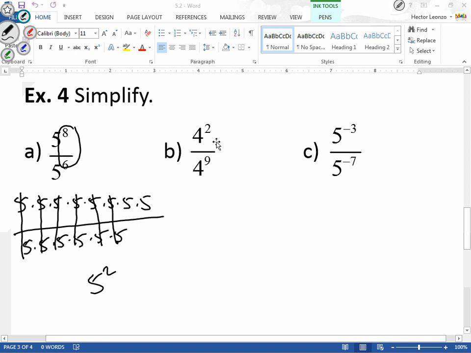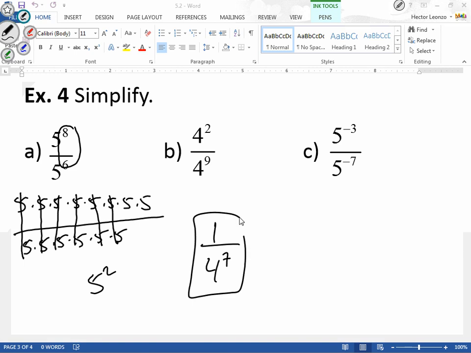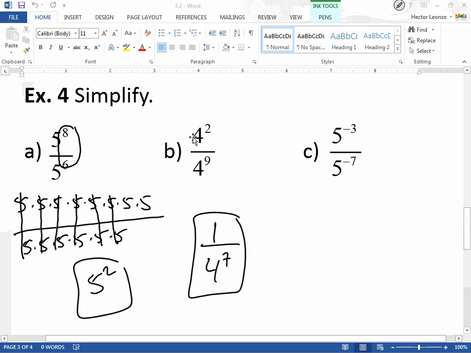Looking at my example B, I'm going to subtract my exponents. 9 minus 2 is 7, but I'm going to put my 4 to the 7th at the bottom because my bigger exponent is at the bottom. The top, I cannot leave it empty, so I'm just going to put a 1. If we were to do it the long way, there's only 2 fours on the top, and there's 9 fours at the bottom. That's why I keep 7 fours at the bottom.